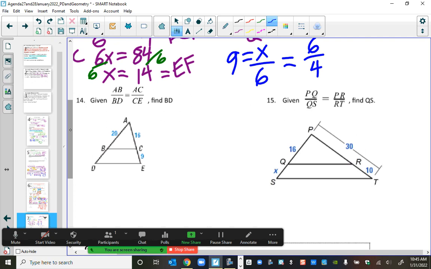All right, club. And now I'm looking at it. Okay, you're going to see the 14. This one's not going to be too bad. Because the only thing that's missing is BD. Well, if we don't know what BD is, what can we always put for BD? All right, now, what's going to be the setup for our proportion? 20 over X, 16, 9.